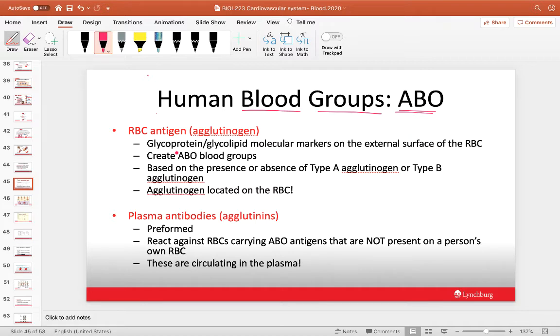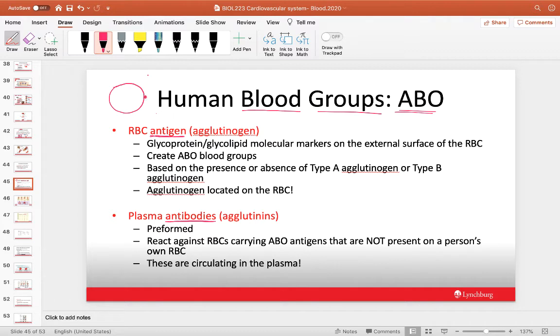So basically what we have here is a classification system that is based on antigens that are present on your red blood cells, and antibodies that form in the plasma. So if we look at antigens, these are going to be antigens that are located on the surface of the red blood cell.